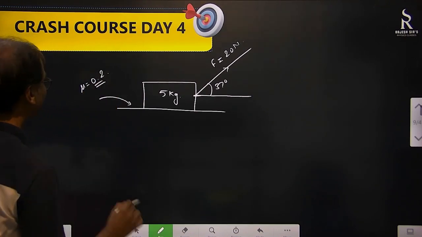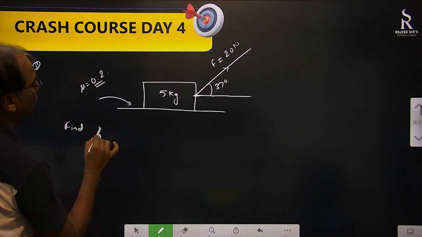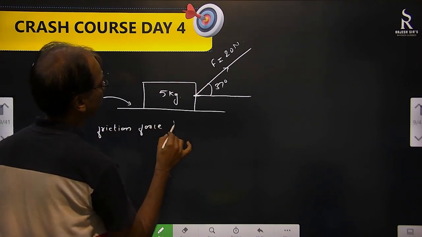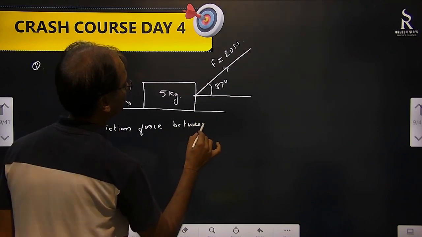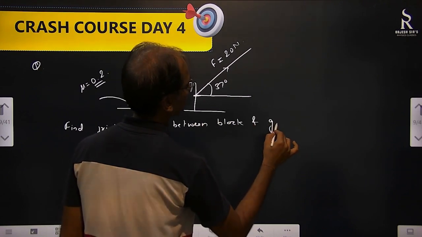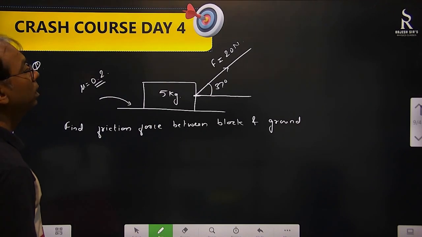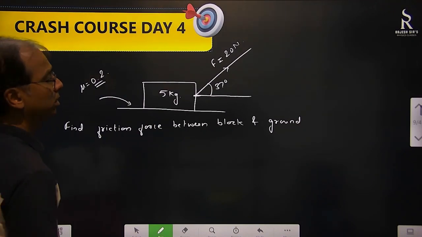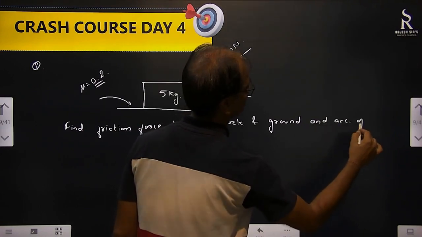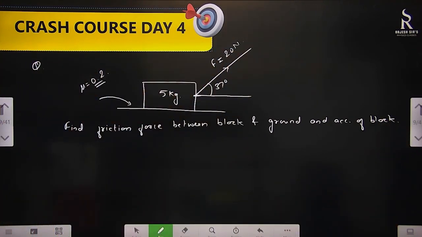Okay, the question is saying: find the friction force between block and ground, and what else? And acceleration if possible, acceleration of the block. Okay, so this is the question for you.